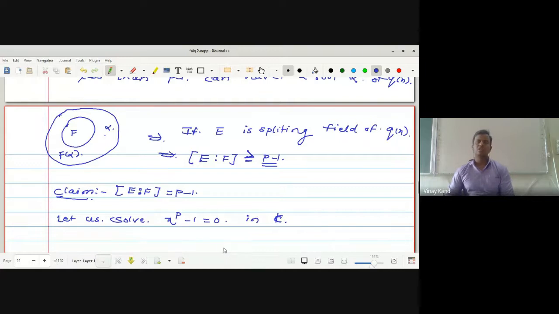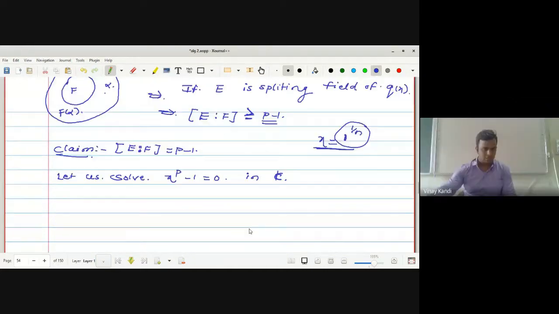Do you know about the nth roots of unity? They form a cyclic group with respect to multiplication. If we take the nth roots of unity, they form a cyclic group with basis 1, alpha, alpha square, alpha cube, up to alpha raised to n minus 1. All the roots form a cyclic group with respect to multiplication modulo n. Now let us solve.